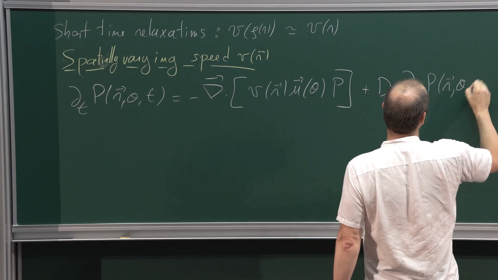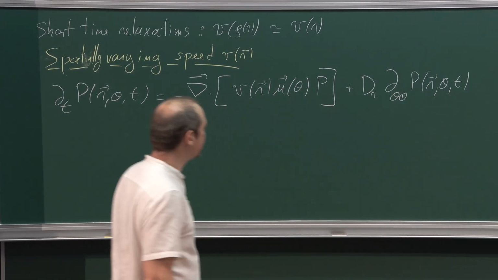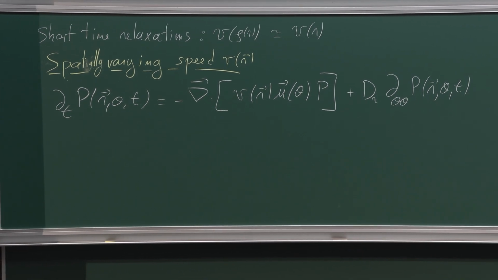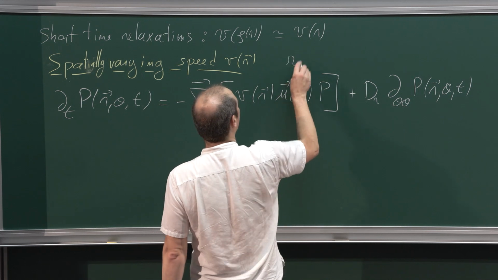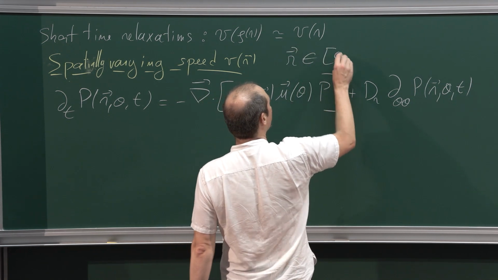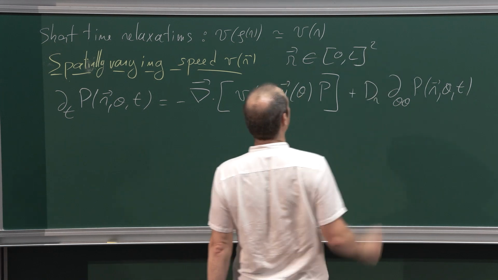Here I'm doing it in 2D. I could do it in 3D. It would just be more unpleasant vector notation. It would be the same thing. Okay, and let's say that for sake of simplicity, I'm looking at r in a box of size L.